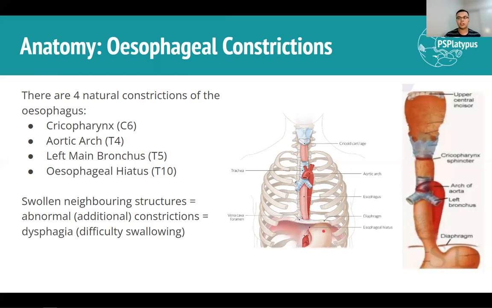And this is clinically important because if you imagine any of these constrictions becoming even greater, so if it becomes more constricted, or if some new constrictions form, maybe because of neighboring swelling or neighboring tumors, what can end up happening is you're going to have difficulty swallowing, and clinically we call that dysphagia. So that's it for anatomy.